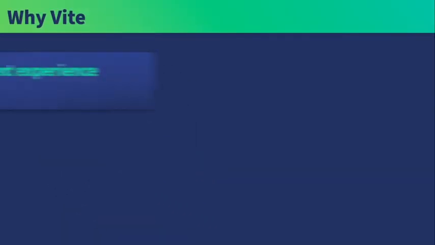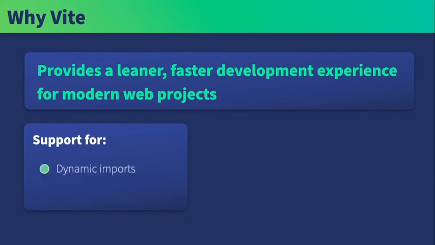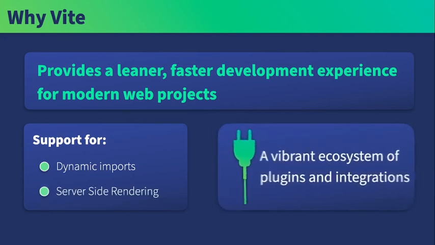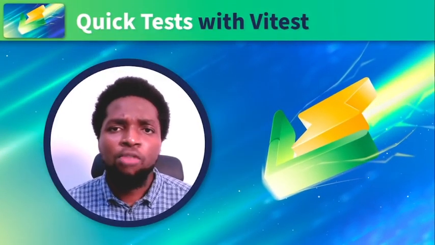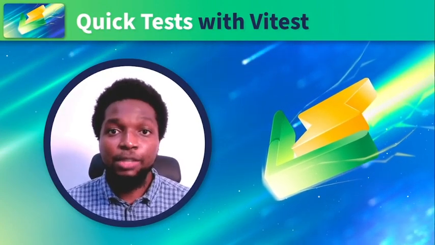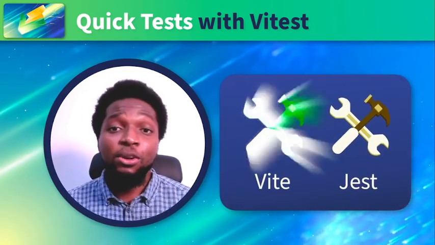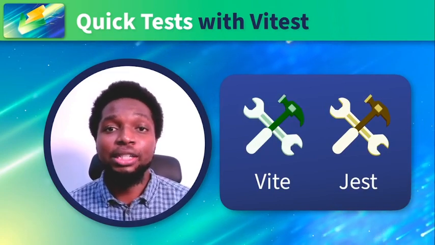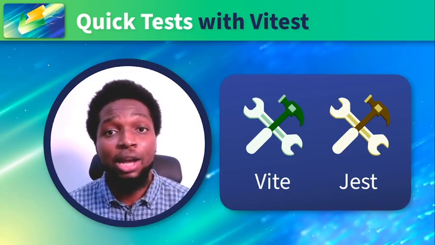So, why Vite? Vitest was created to provide a leaner and faster development experience for modern web projects, with native support for common web patterns such as dynamic import syntax and server-side rendering capabilities. Vite's numerous plugins and integrations are fostering a vibrant ecosystem, but this has led to a new problem: writing unit tests for Vite-powered applications. Using testing frameworks like Jest to test Vite-powered apps has led to many duplicate configurations between Vite and Jest. Vitest solves this by removing the extra configuration needed to write unit tests, as you can now reuse the same Vite config and plugins across your app and your tests.